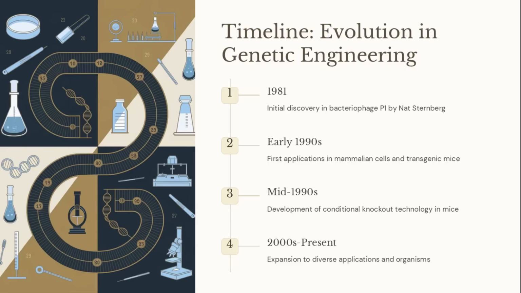The timeline of genetic engineering evolution begins in 1981 with the initial discovery in bacteriophage P1 by Nat Sternberg. In the early 1990s, the first applications in mammalian cells and transgenic mice were developed. By the mid-1990s, conditional knockout technology in mice emerged. From the 2000s to the present, applications have diversified to various organisms and fields.